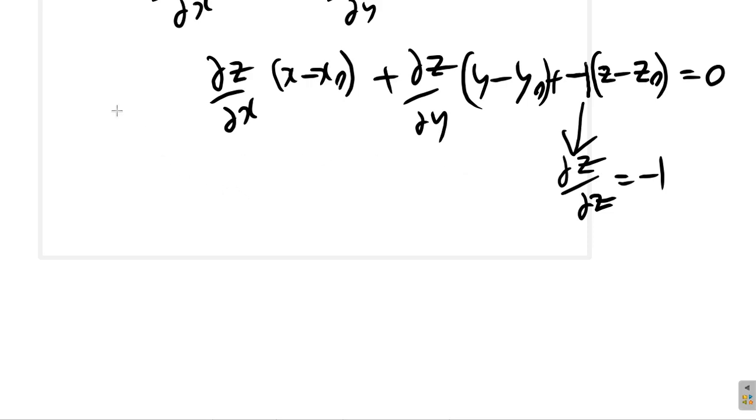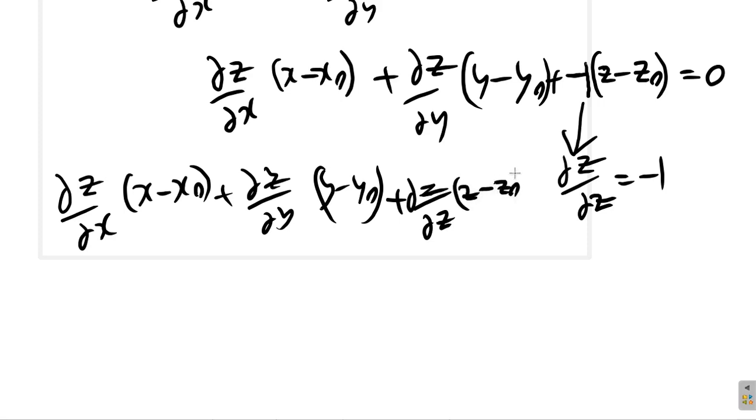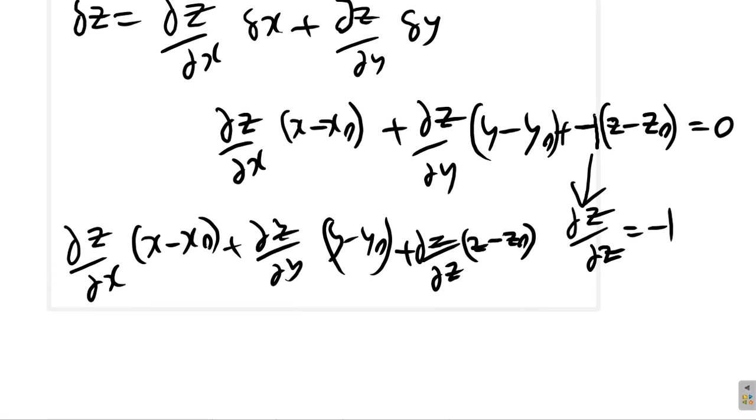Now, in fact, this equation can be written as delta z by delta x, x minus x naught plus delta z by delta y, y minus y naught plus delta z by delta z, z minus z naught. But from here, delta z by delta z, you can see that it is negative 1 when you convert it from this way. Alright?